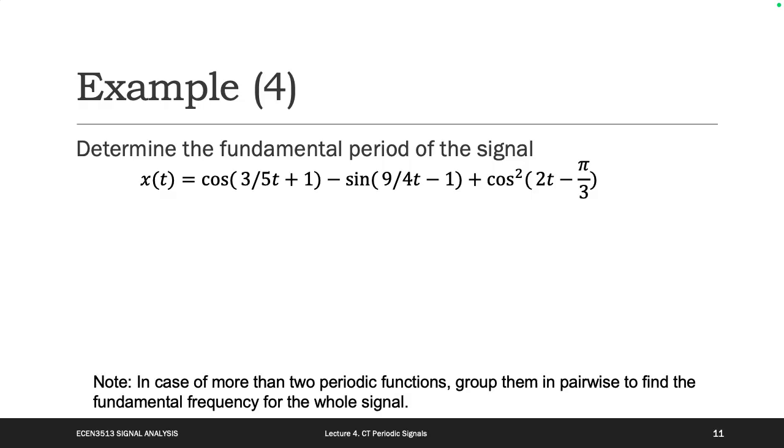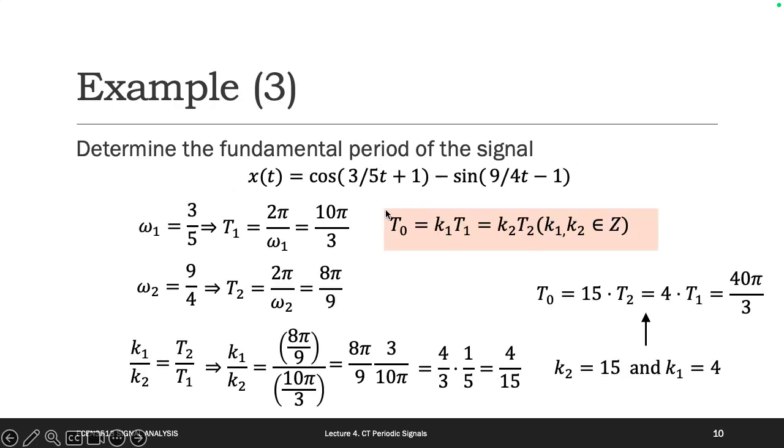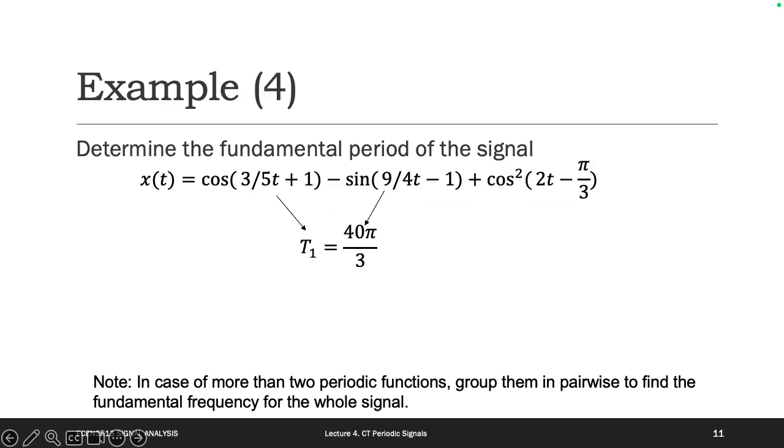Actually, usually if there are more than 2 periodic functions, yeah, there are 3, group them pairwise to find the fundamental period for the whole signal. Which means firstly you just find those 2. Actually, you can see this is just this one. You have already found it. So you just find these 2, and then you find this one.